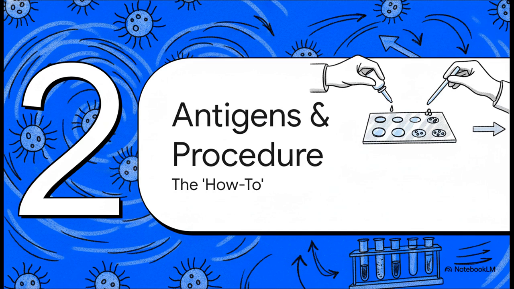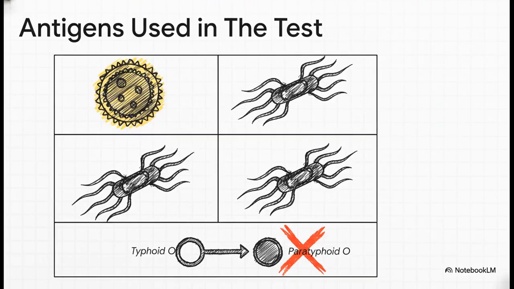Now, let's get down to the nitty-gritty. What are the actual components of the test? And how do you perform it step by step? Okay, so the test uses 4 specific pre-made antigen suspensions. You've got TO for the somatic or O antigen of Salmonella Typhi. Then there's TH for its flagellar or H antigen. We also have AH and BH for the flagellar antigens of Salmonella Paratyphi A and B.